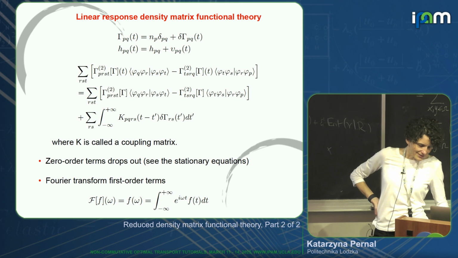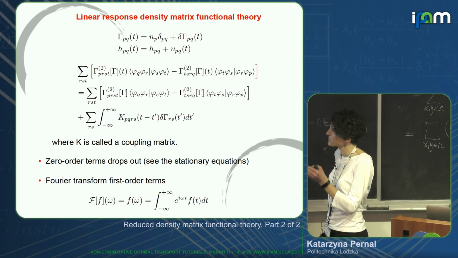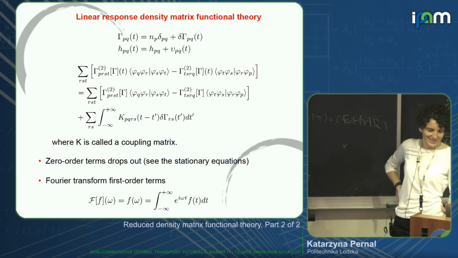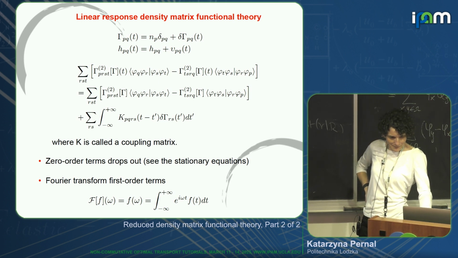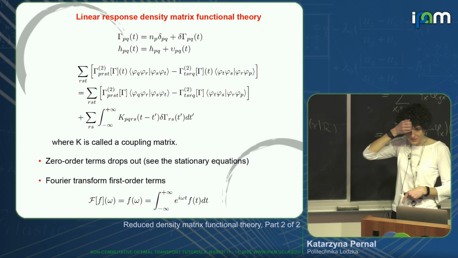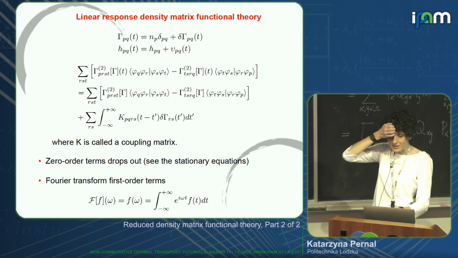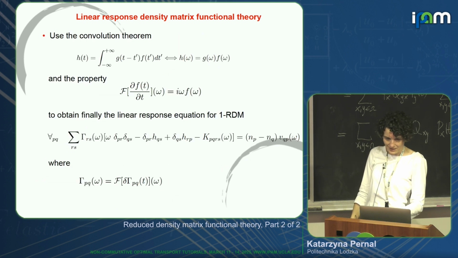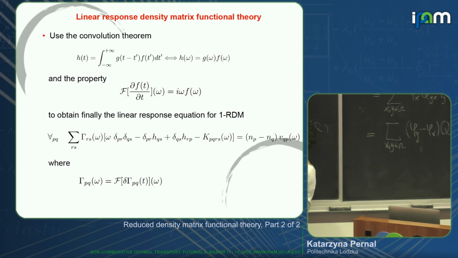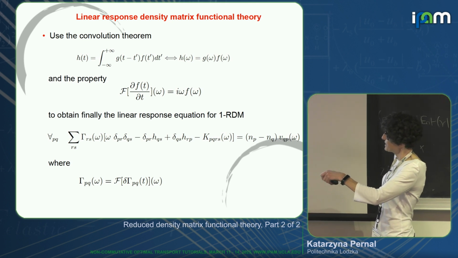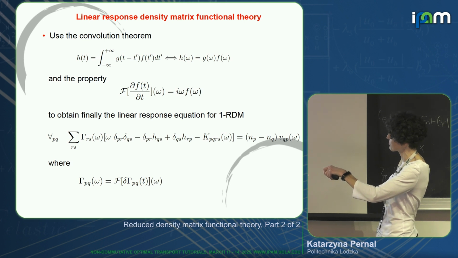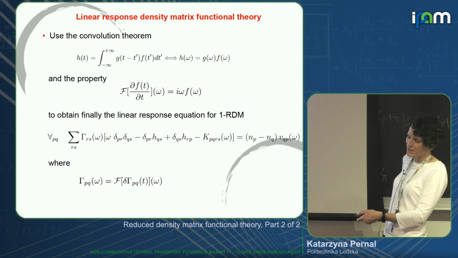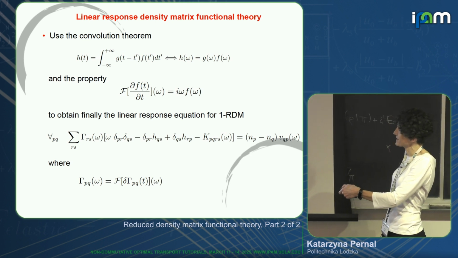And so we are left with the equation which involves first order perturbations to everything that was present in the equation. Now for convenience, we again change the domain from time to frequency by carrying out the Fourier transform of all terms. And then we use the convolution theorem. This is, again, standard. We end up with such an equation, which is the linear response equation for the 1 RDM in the frequency domain. We could stay with time, but it's easier to work in the frequency domain.